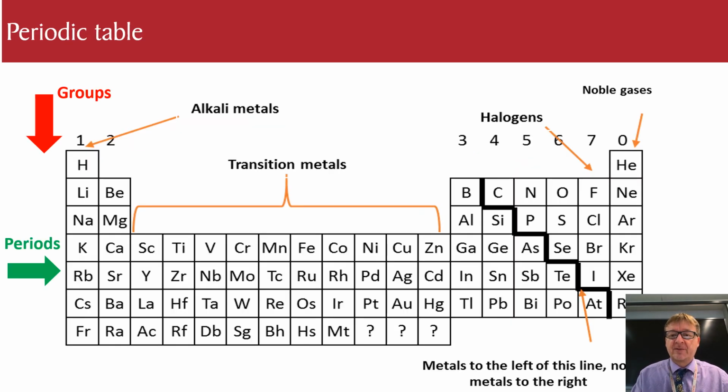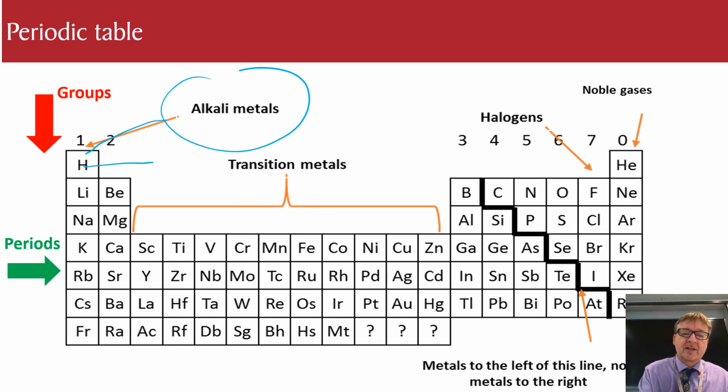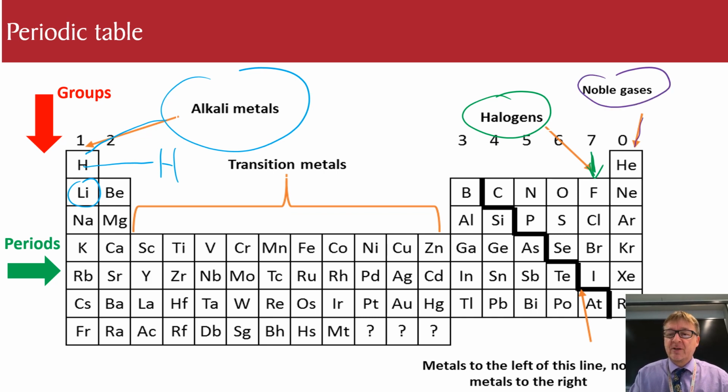You need to know the names of 4 groups. Alkali metals is this group here. Take out hydrogen, so the first alkali metal is lithium. Second group that you need to know about, halogens. Halogens starts here, it's group 7, and it goes fluorine, chlorine, bromine, iodine. Noble gases is group 0, sometimes called group 8: helium, neon, argon, krypton.